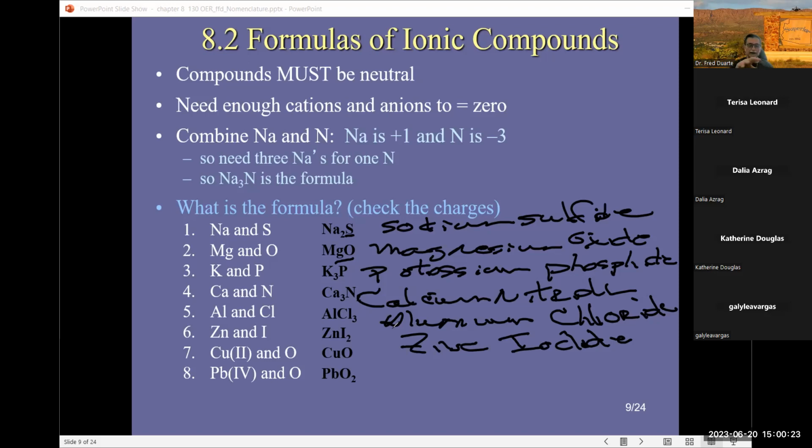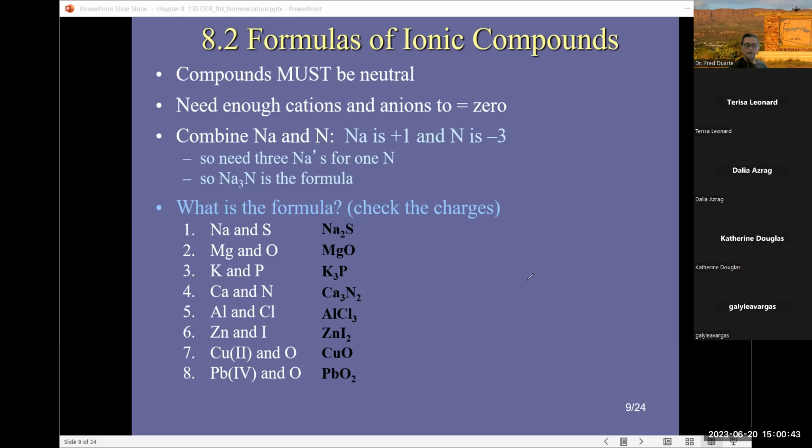Okay, and again, you mix and match. So sodium oxide, sodium phosphide, sodium nitride, sodium chloride, sodium iodide, and sodium, well, we did oxide. So you can do mix and match here, okay? But when you do mix and match, make sure you put enough of each so they cancel out. Enough of each of the cations and anions so they cancel each other out.